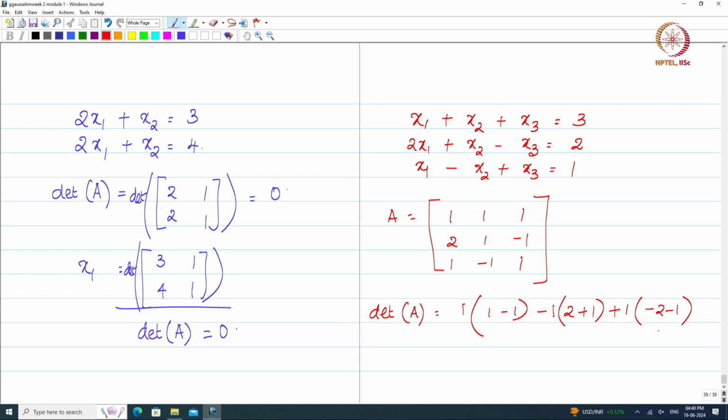That is interesting. So, we have gotten into a problem where we have, let us see this. So, this is going to be 0 minus 3 plus, oh, we have not, thank God. So, this is going to be minus 2 minus 1 into plus 1, that is going to be minus 3. So, I am going to get minus 6, right. So, it is 1 into 1 minus 1 is 0, minus 1 into 2 plus 1, that is 3. So, minus 3, then plus 1 into the same thing, minus 2 minus 1, which is minus 3. So, you get minus 6, minus 3 plus minus 3, which is minus 6.